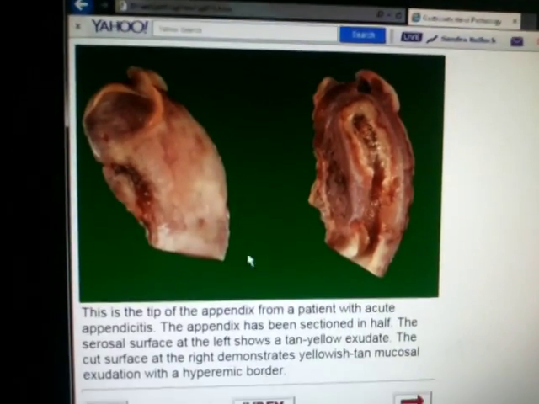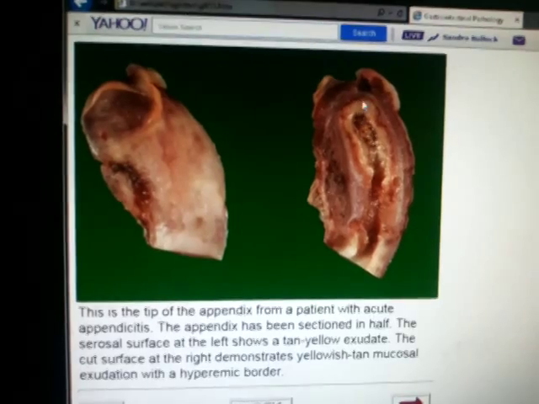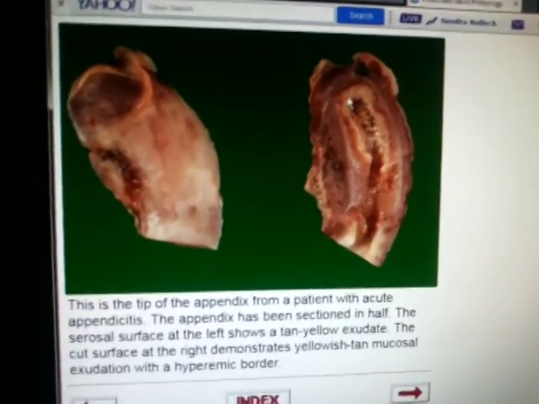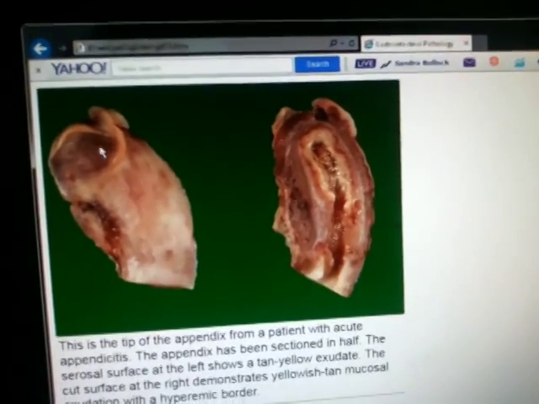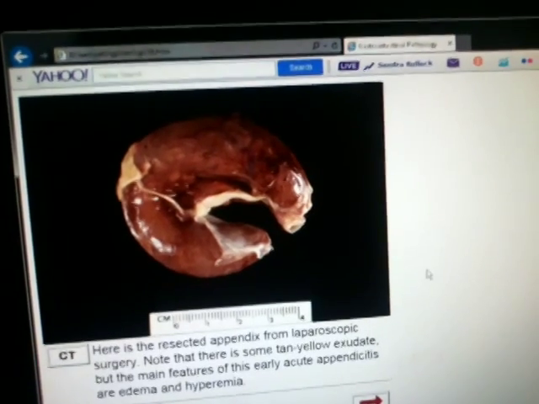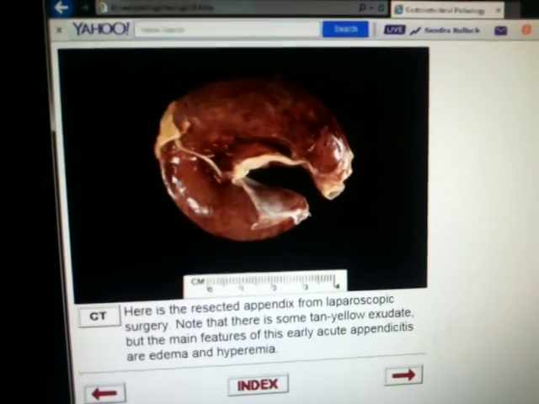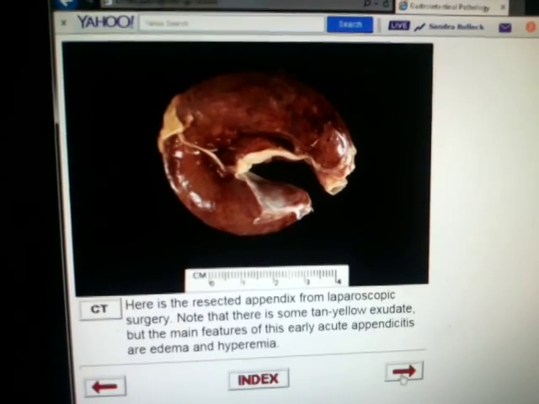Another example of acute appendicitis. This is the tip of the appendix, which is bisected. You can see the exudate on the mucosal layer and the congested whole wall of the appendix and the rough outer surface as well. Another example of acute appendicitis, which is congested, swollen, and also has an exudate deposit.